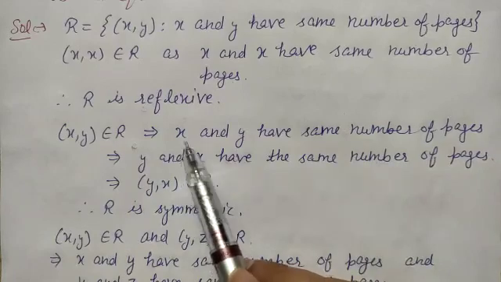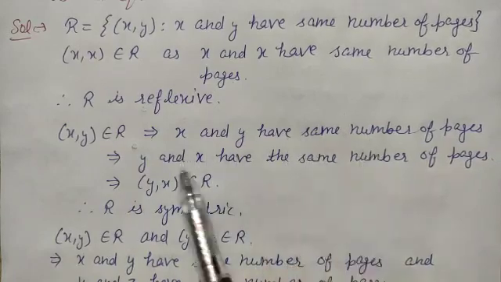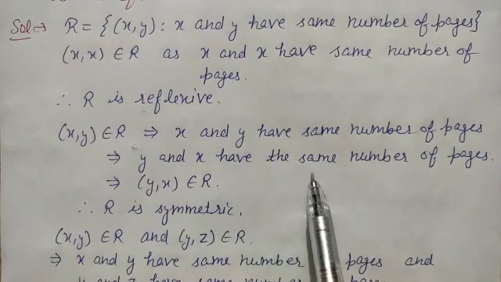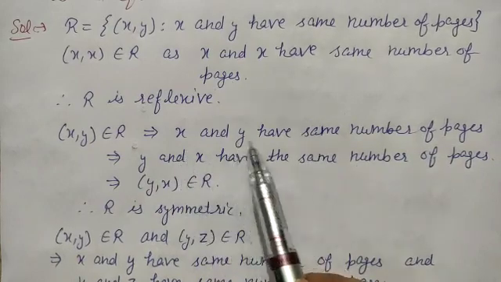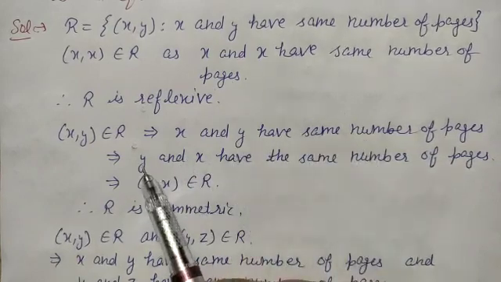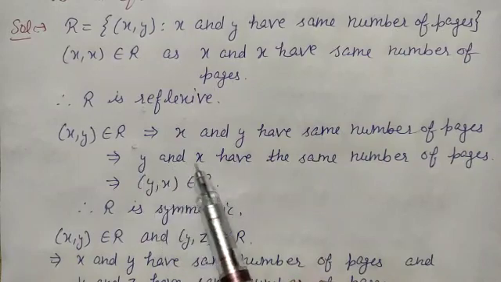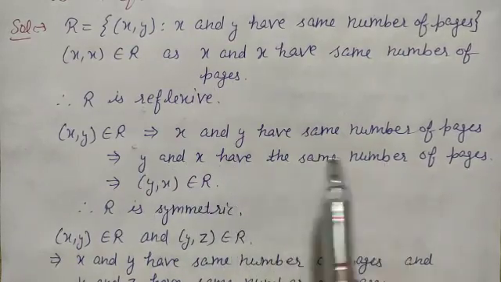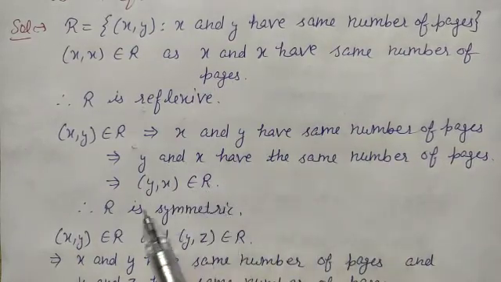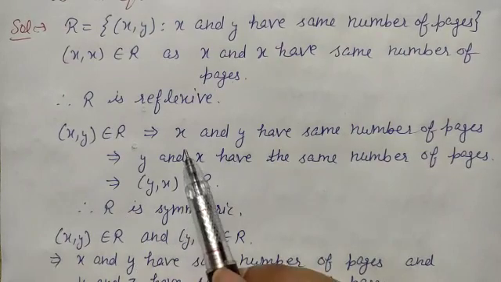So if X and Y have same number of pages, then Y and X have same number of pages. If X and Y have same number of pages, then if we write it this way, Y and X, then Y and X also will have same number of pages. So (Y, X) belongs to R. So R is symmetric here.